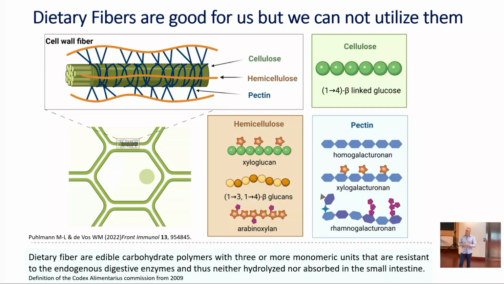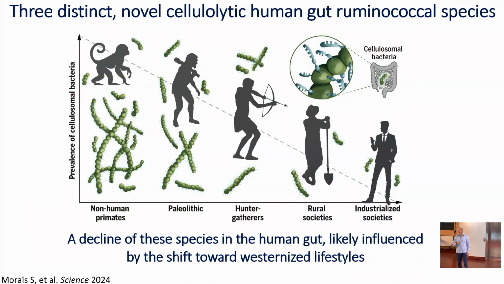But recently, we actually found 3 different species in the human gut that have the ability to utilize cellulose and hemicellulose, or plant fibers. These species are carrying a specific complex of enzymes called cellulosomes. I will not elaborate about that. And they can actually degrade cellulose and utilize cellulose.